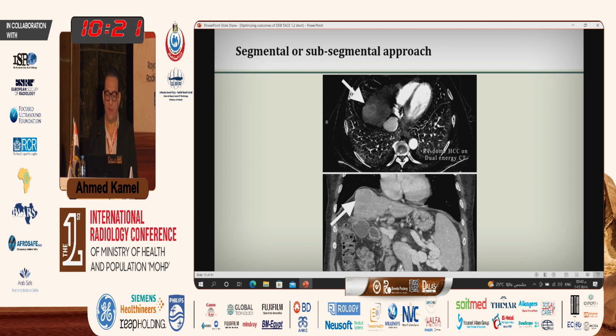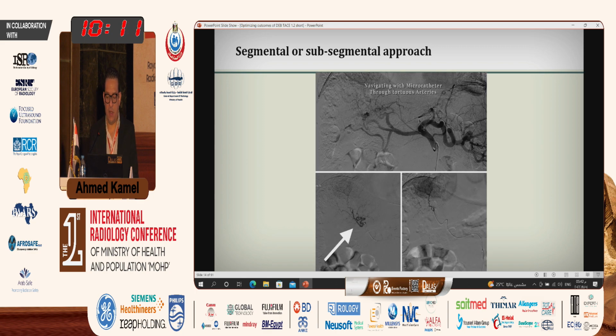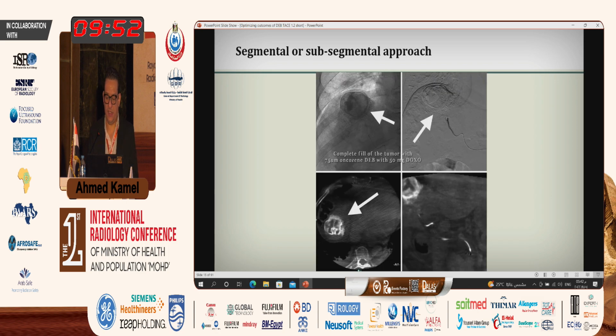This is an example of a lesion in segment 8 at the dome of the liver. As you can see here, it enhances on arterial phase and washes out on portovenous phase. Here's our angiogram, and the lesion is right here. We kept going with our microcatheter very selectively into these arteries with a very, very small microcatheter, up to like 1.7 French sometimes, to achieve this location. And then at that point, we injected the DEB, or we did the DEB-TACE.